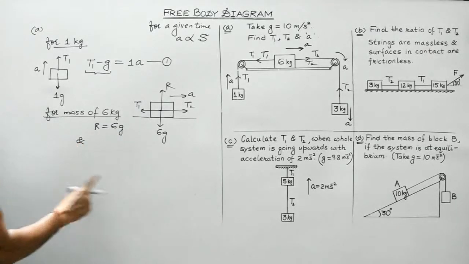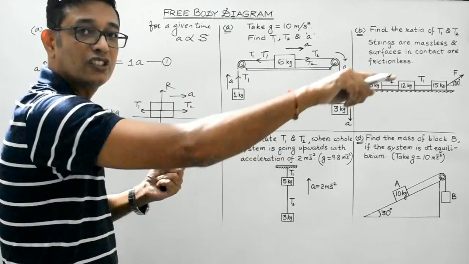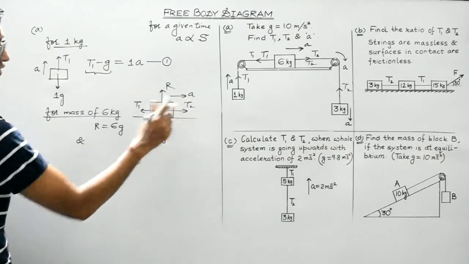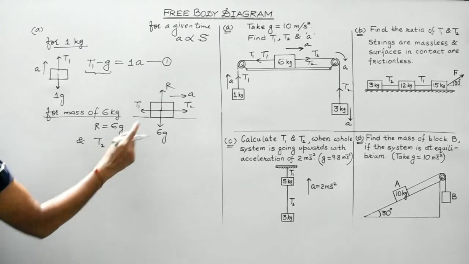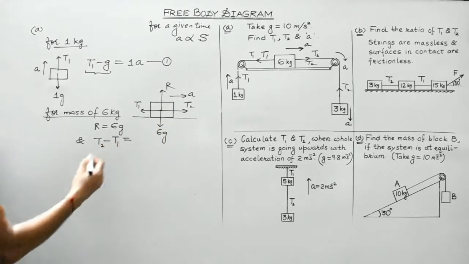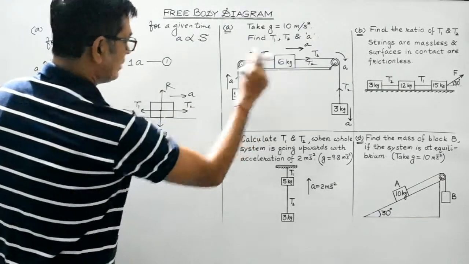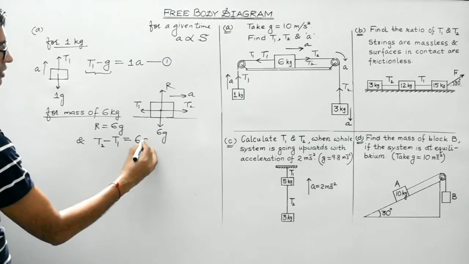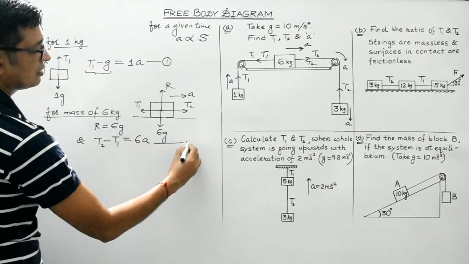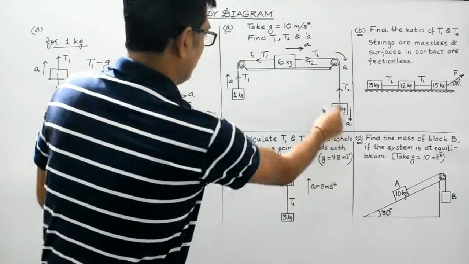And T2 must be greater than T1 because the body is getting accelerated towards right, isn't it? Towards the acceleration, T2 being greater. So the net force acting on this body is T2 minus T1. The net force is equal to mass into acceleration. The mass of this body is 6, so it will be 6 into A. So put this as equation number 2. Clear, students? Okay.